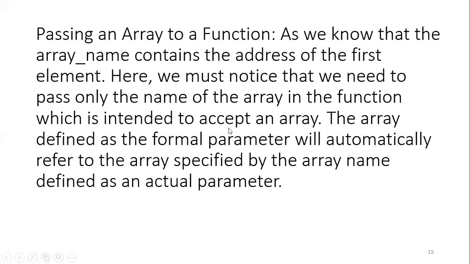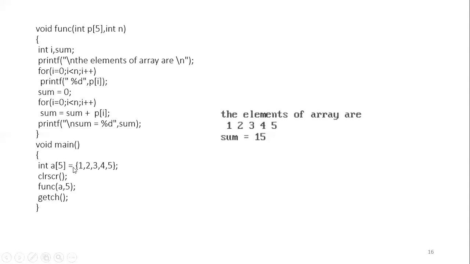That means here the array is defined as a formal parameter. We automatically refer to the array specified by the array name passed as an actual parameter. This is the actual parameter. This is the formal parameter. P is referring to A. So whatever changes we do here will also be reflected in this array. So P acts as a pointer in this function.